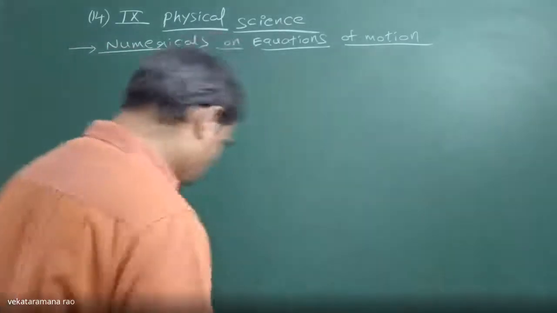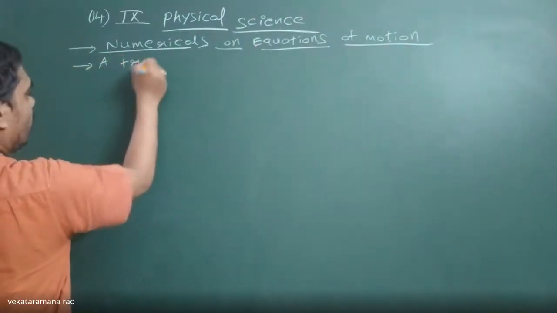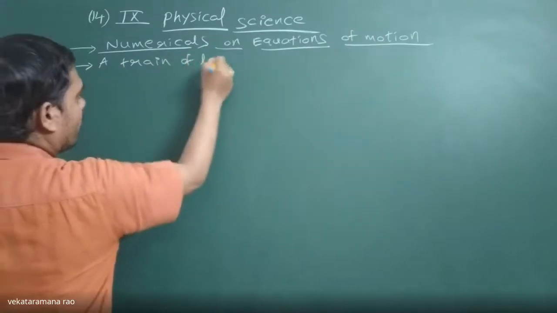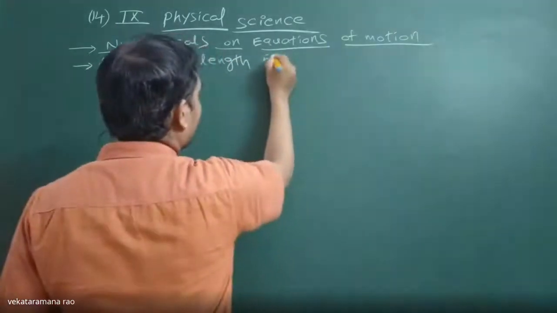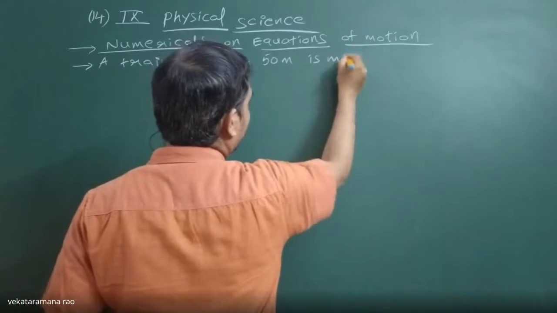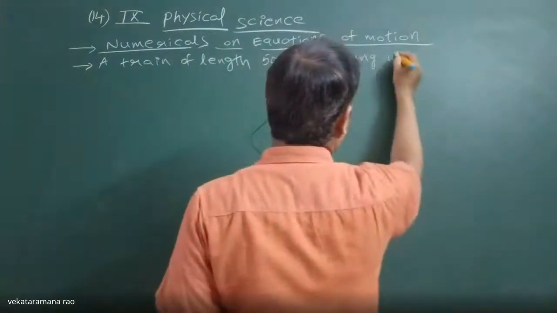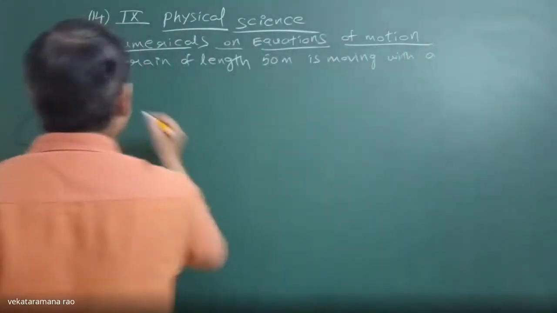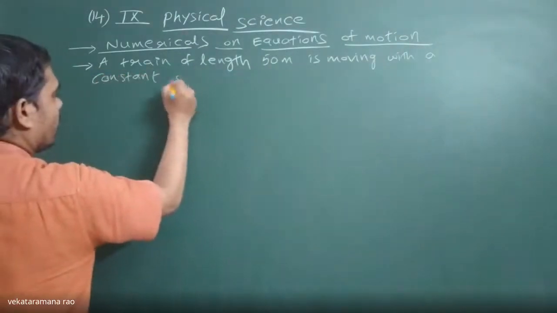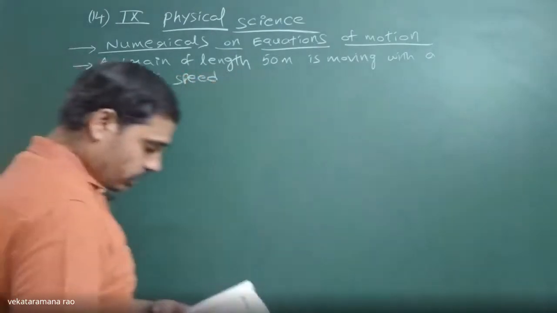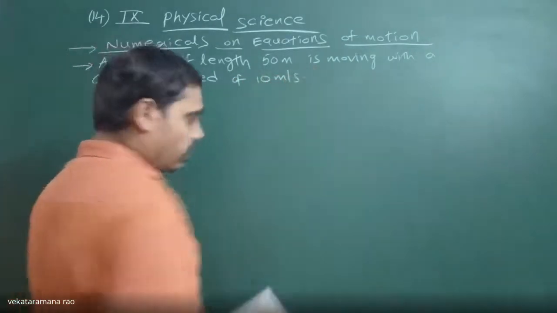Now let us go for one numerical. A train of length 50 meters is moving with a constant speed of 10 meters per second. Since it is moving with constant speed, it is not accelerating.